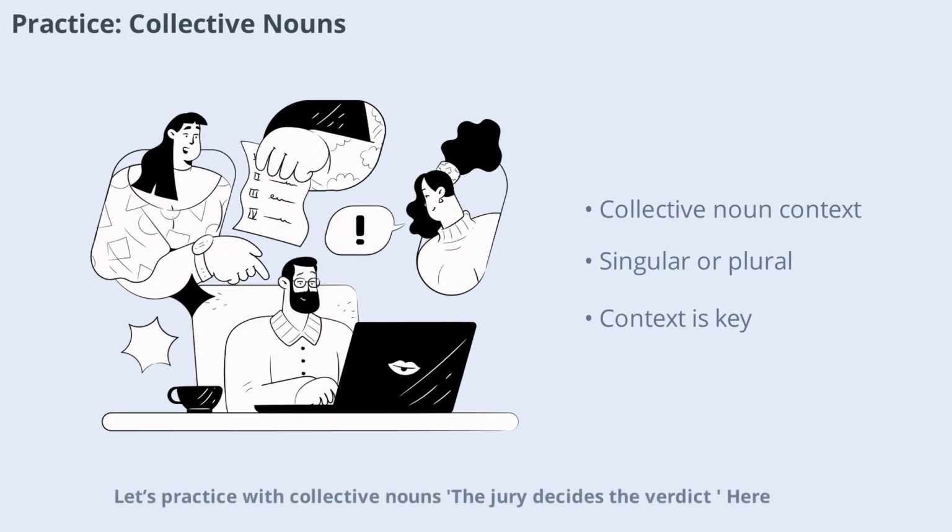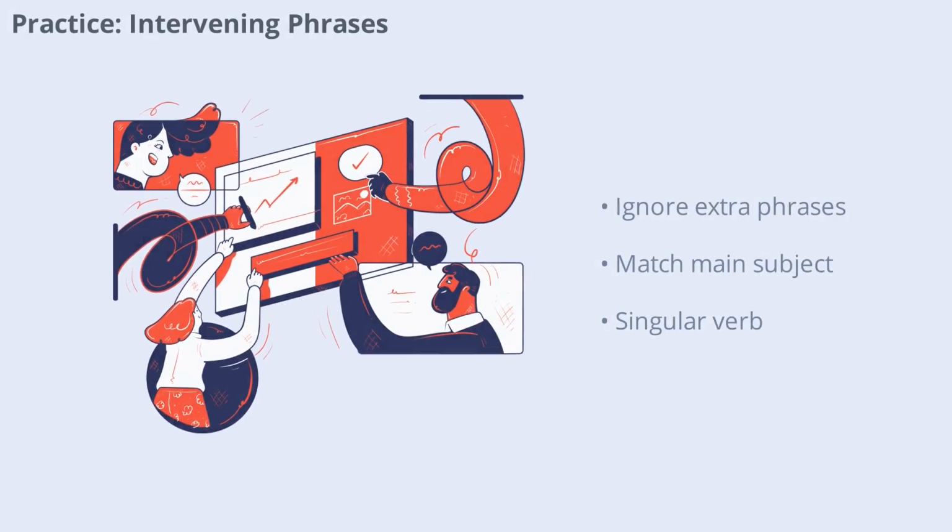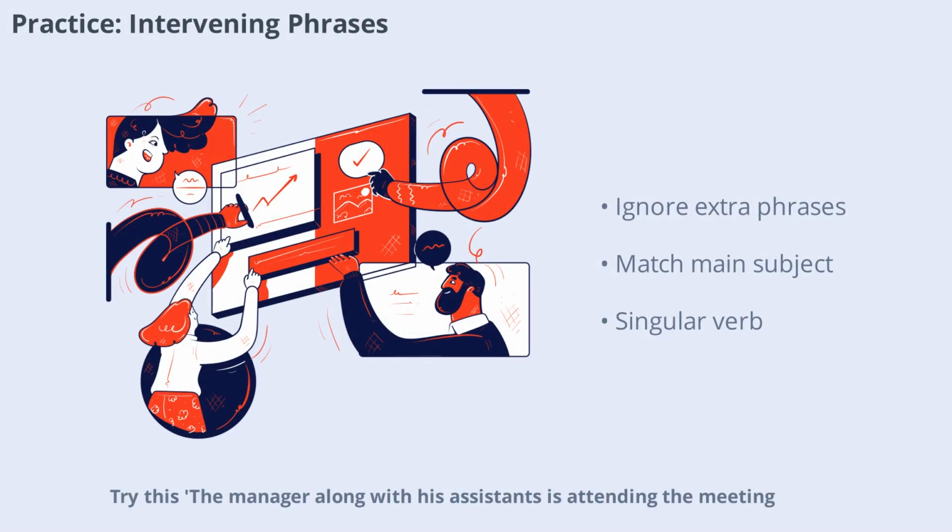Let's practice with collective nouns. "The jury decides the verdict." Here, jury is a group acting as one, so the verb is singular. In "the jury are arguing," the group acts as individuals, so the verb is plural. Context is key. Try this. "The manager, along with his assistants, is attending the meeting." The phrase "along with his assistants" does not affect the verb, which matches the singular subject manager.